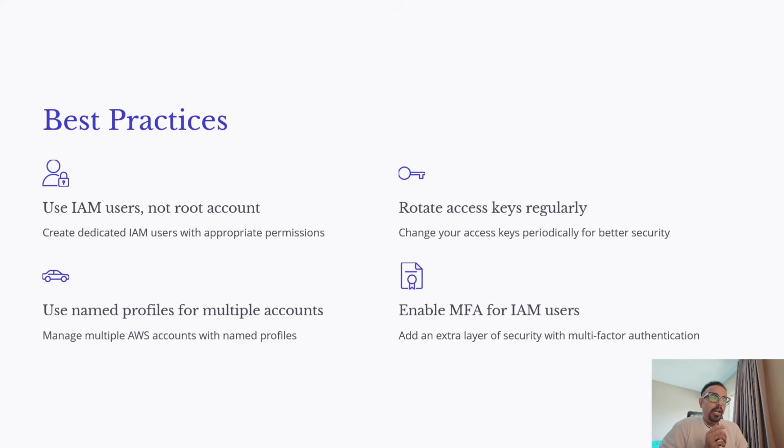And before we wrap up, let's quickly go over some important best practices for AWS CLI. First, always use IAM users instead of the root account, as I showed you. The root account has unlimited power and should only be used for very specific administrative tasks. So the default profile that I was having, it was my root profile.